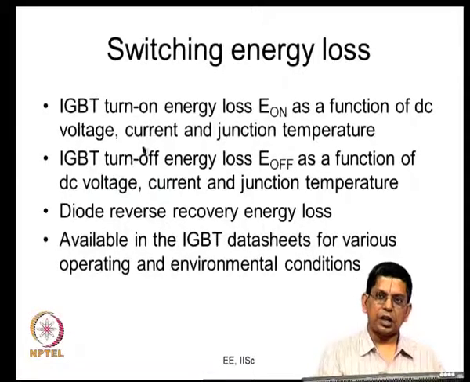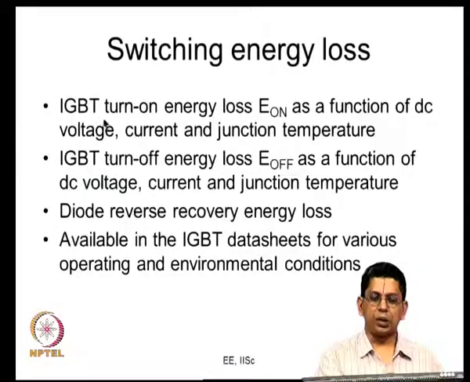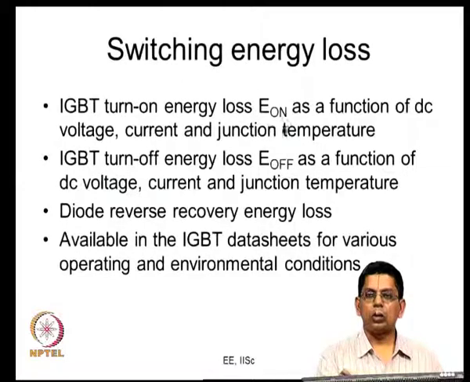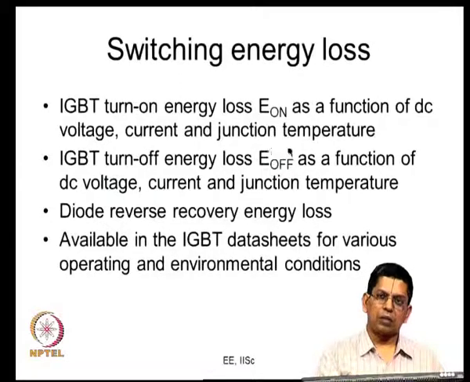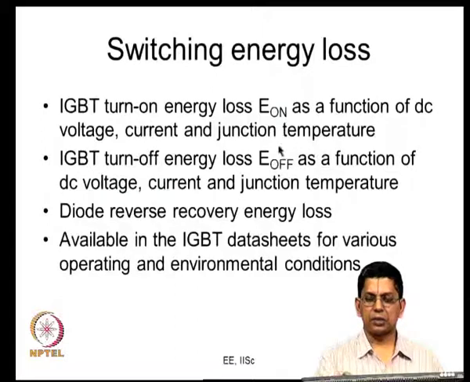So for a given IGBT, if you switch it at higher voltage, you would expect that E on to be higher. Similarly, if you switch it at higher current, you would expect the E on to be higher, and again junction temperature also has an influence on that. So the operating temperature, maybe junction temperature or case, whatever is related, and junction temperature of about 120 degrees Celsius is usually taken as the highest permissible junction temperature.